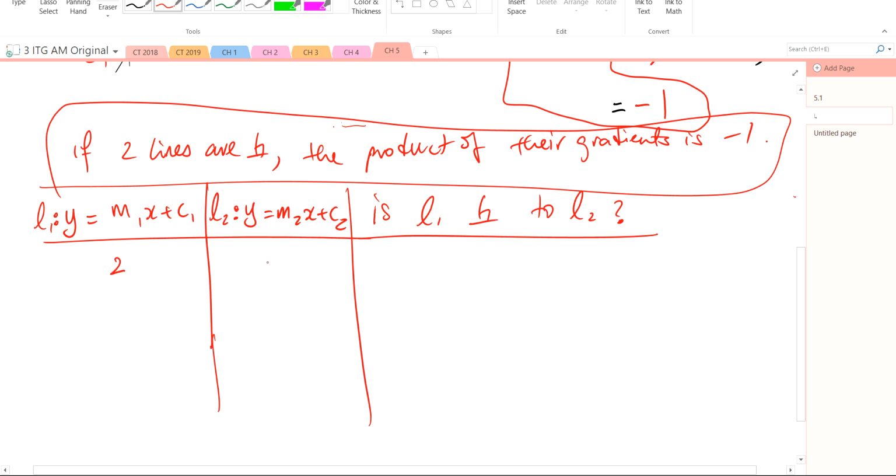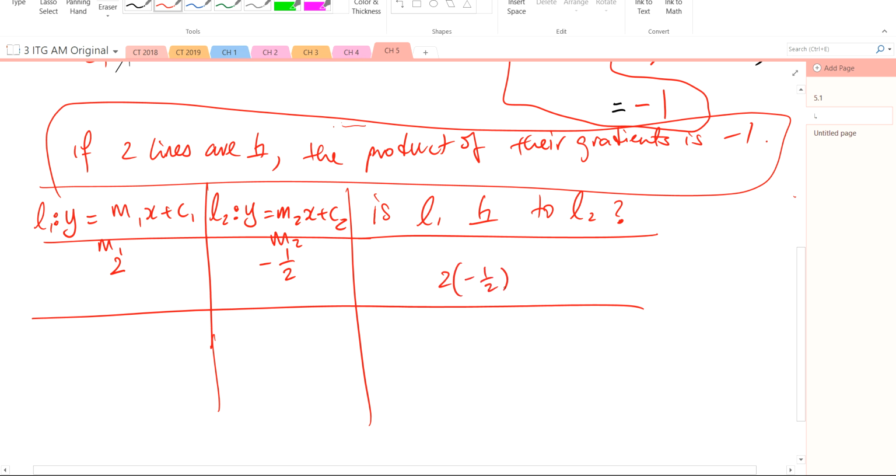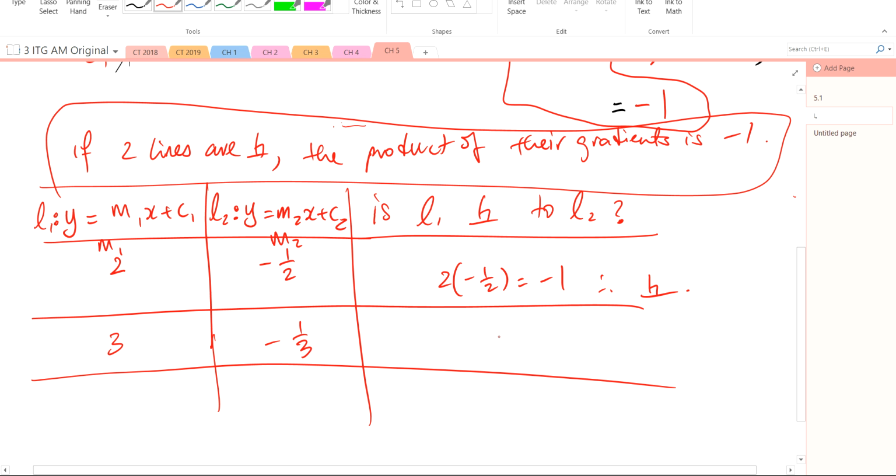2 and negative half, are they perpendicular? Yes or no? This is our M1, this is M2. So they are perpendicular because 2 times negative half equals negative 1. So perpendicular. Next, let's have 3 and negative 1/3. Perpendicular or not? Perpendicular, yes.